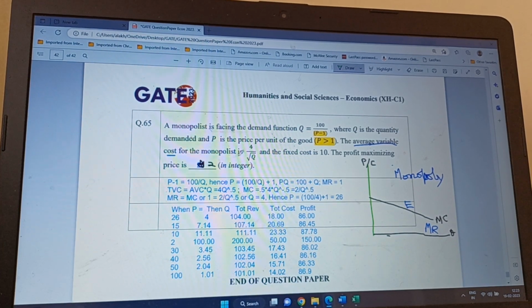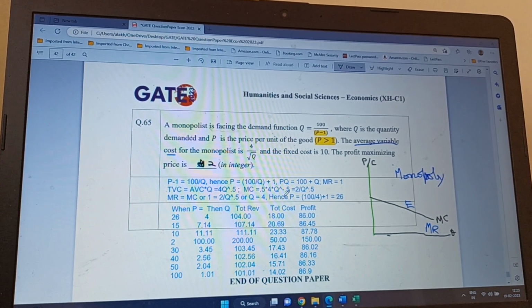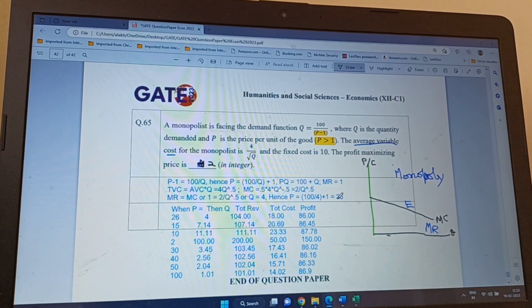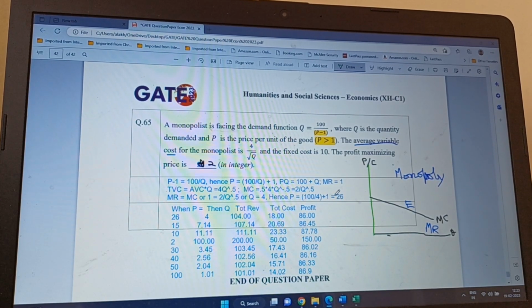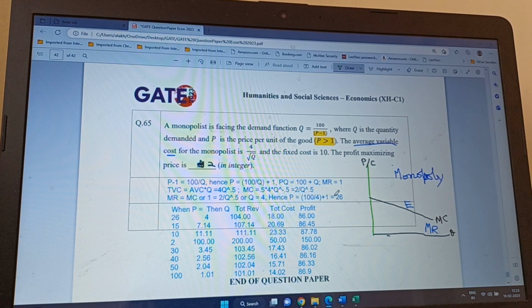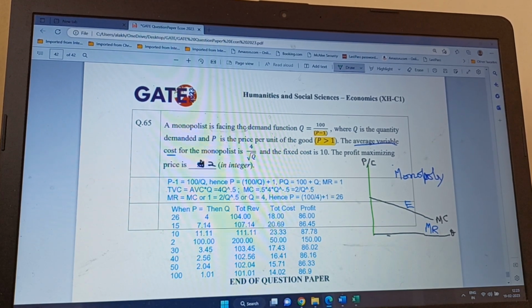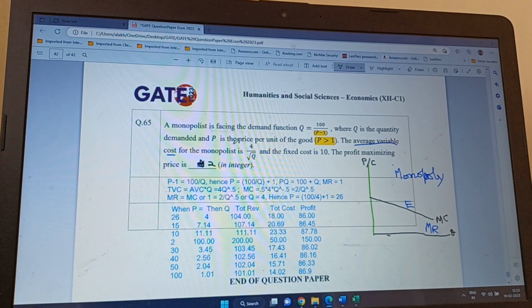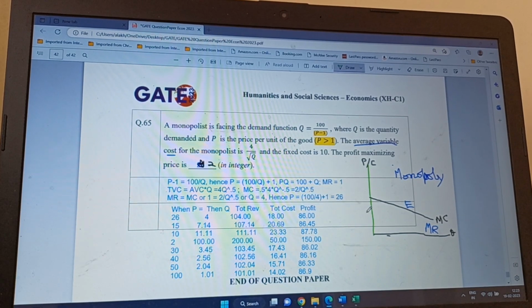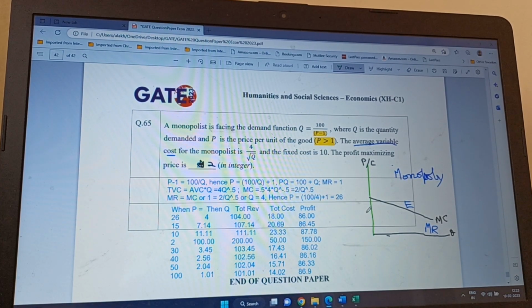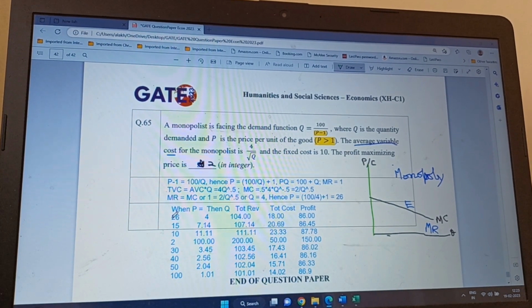So I had done initially using marginal revenue and marginal cost, which is here, and that gave me a P of 26. But actually this is not the correct answer, because in this case the marginal revenue curve is always rising, though this equation gives marginal revenue equal to 1, so it should be flat, but actually it is not. So I ran a simulation on Excel, and I had got the point of 26 by doing that.